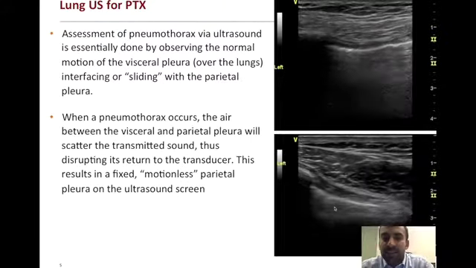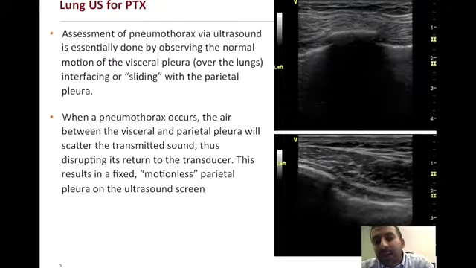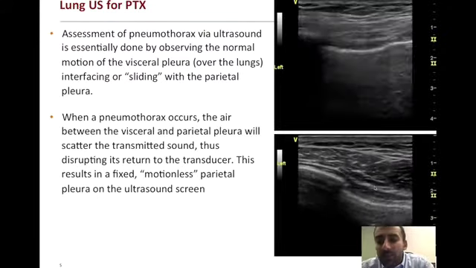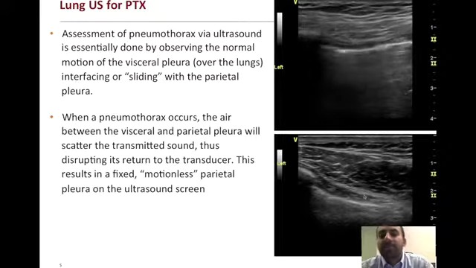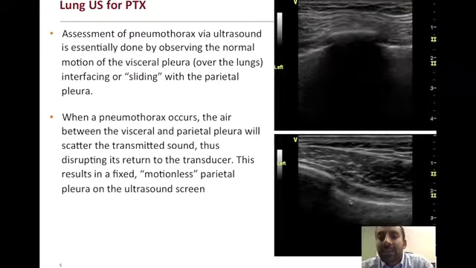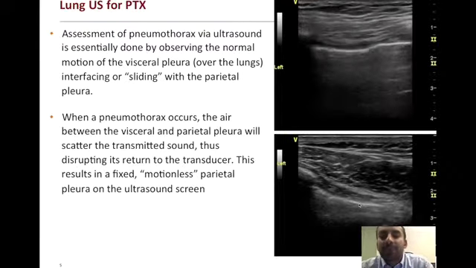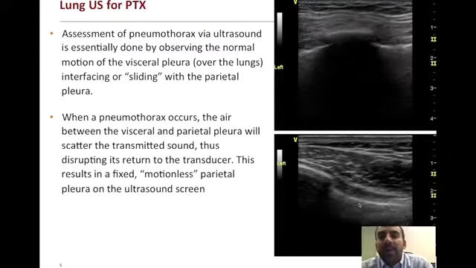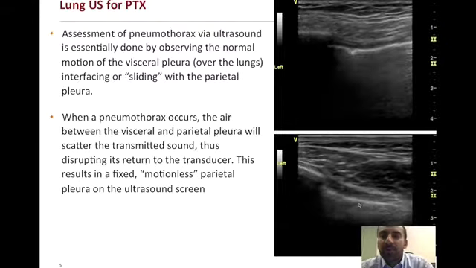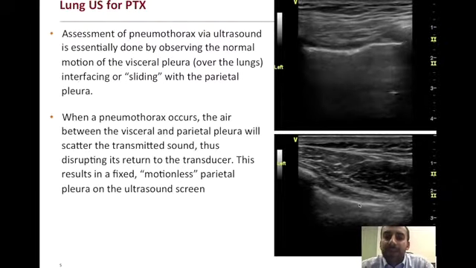How that translates onto ultrasound is now we still have that hyperechoic line, but we see with the respiratory motion, you can see change of the intercostal muscles here. You do not see that sliding fashion occurring at this pleural line. So the absence of lung sliding, or that sliding of the visceral and parietal pleura across each other, is a concern for the possibility of a pneumothorax.